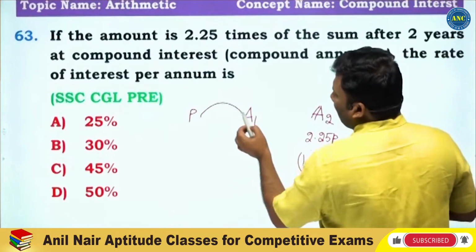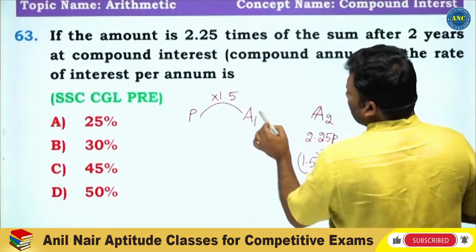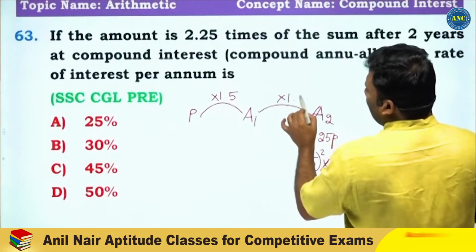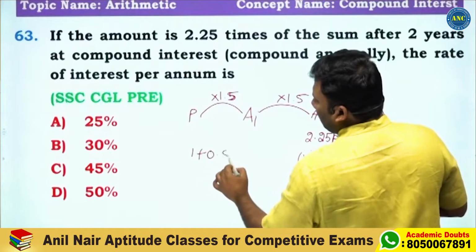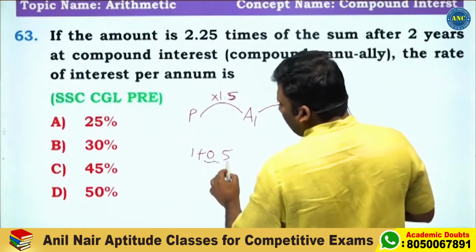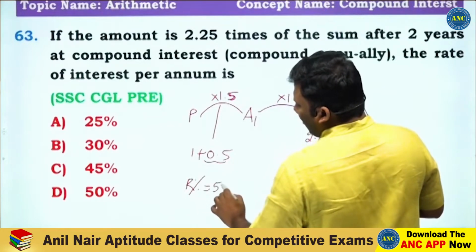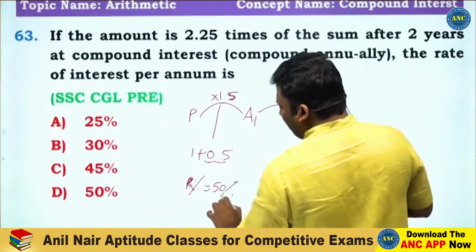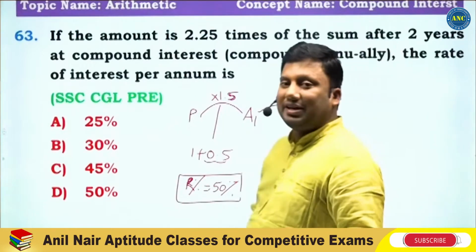So the scaling factor between consecutive years is always the same. It is into 1.5 and into 1.5. 1.5 is 1 plus r percentage. R percentage is 1 by 2, which means r percentage is 50%. I hope the idea is clear.